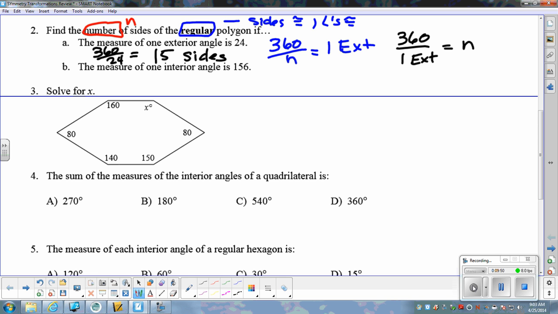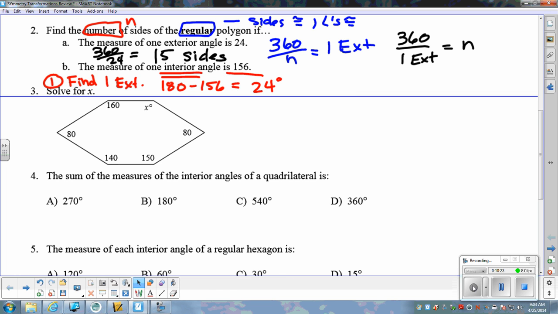Part B, the measure of one interior angle is 156 degrees. So this time they give me an interior angle. Notice on part A they give me an exterior. So the first thing I need to do is find one exterior angle. How do I do that? Glad you asked. I'm going to take 180 and subtract 156, so that's the supplement. 180 minus 156 gives me 24 degrees for one exterior angle.